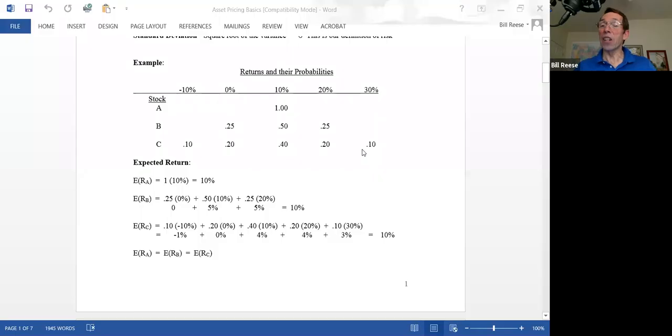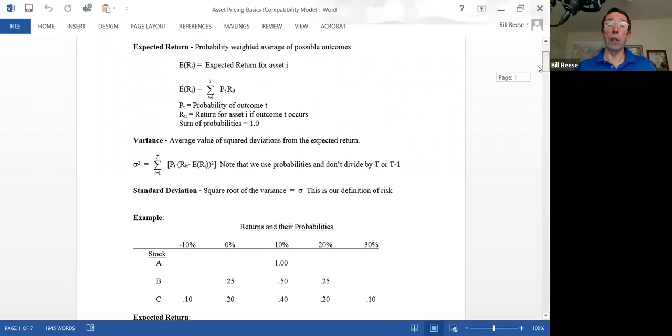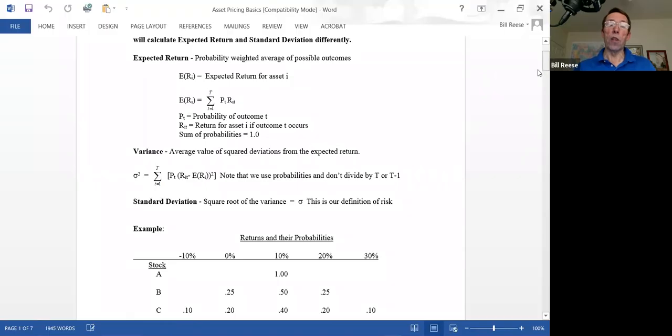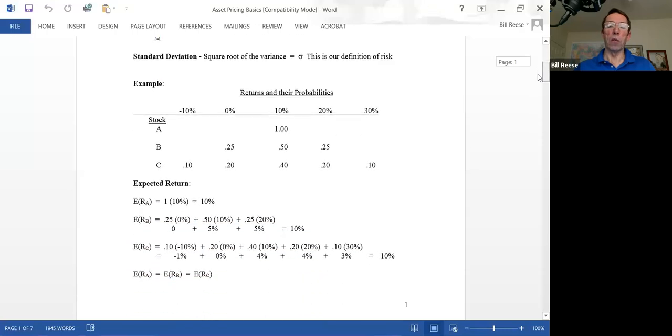Now, to calculate expected return, what we do is multiply the probability of a return by that return and sum that all up for all of them. If we take a look at the formula up above here, we're going to take the probability of the return, that's P sub t, times the return, that's the return for stock i at time t, and then we're going to sum that all up. So that's what that capital sigma is for there.